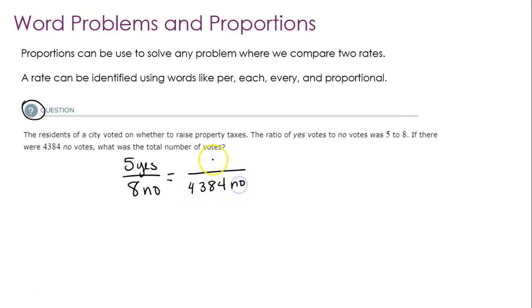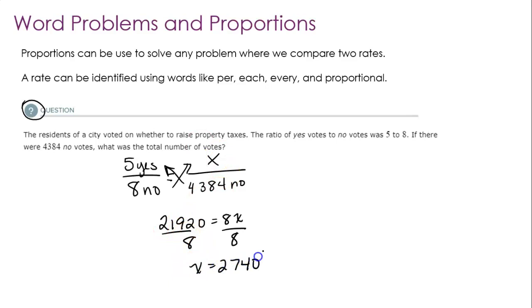4,384 no votes. And so I want to find the total number of yes votes by cross multiplying. I'm going to do 4,384 times 5. That's going to give me 21,920 equals 8x. We're going to divide both sides by 8. And I get x equals 2,740.